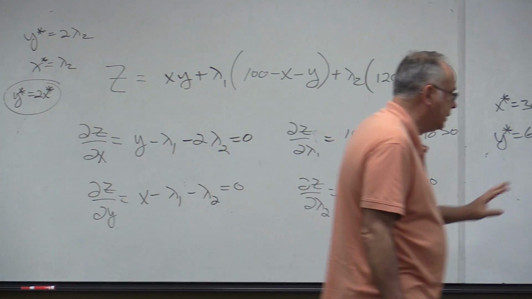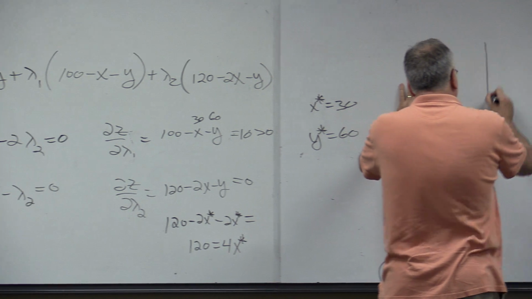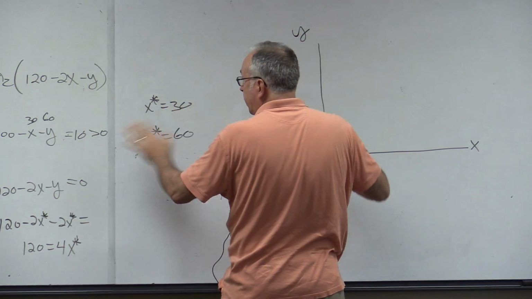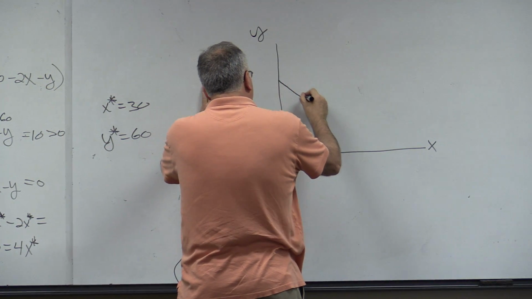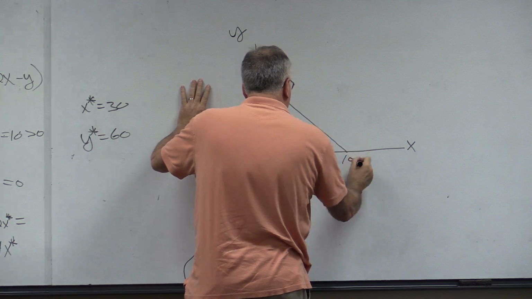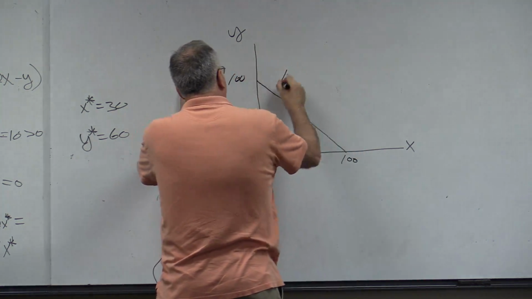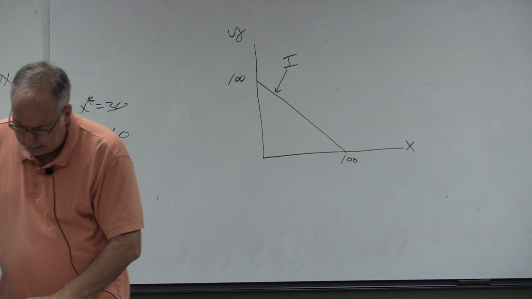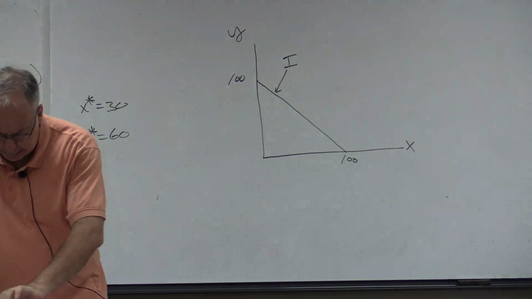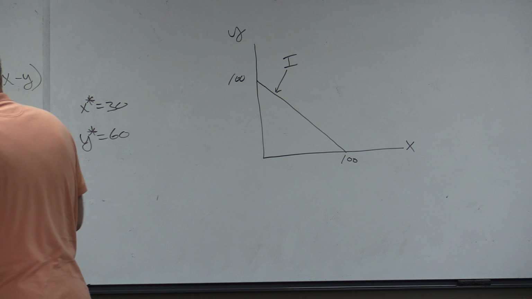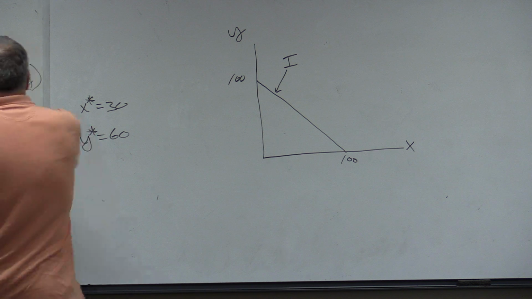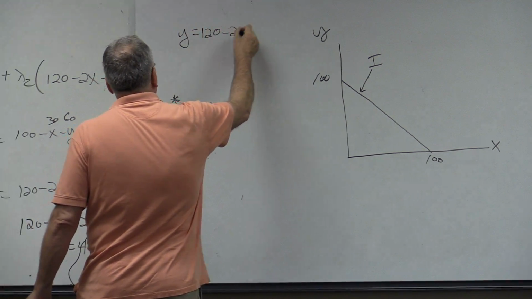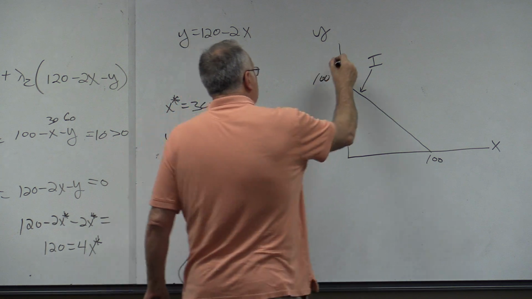So let's see what this looks like in a picture. Here's x and y. Our budget constraint is from 100 to 100. That's our income constraint. Label that with an I. What does our coupon constraint look like? Our coupon constraint looks like this. Our coupon constraint is y equals 120 minus 2x. So it looks like this.